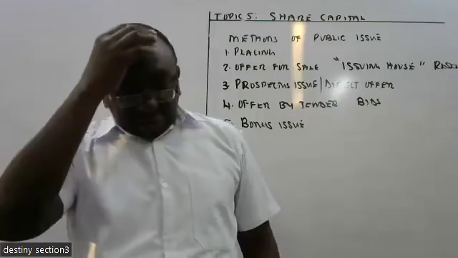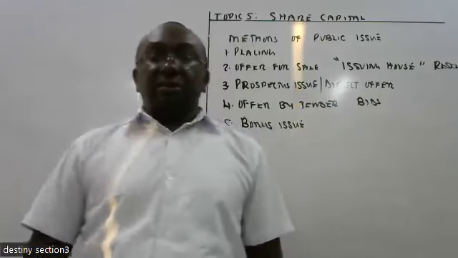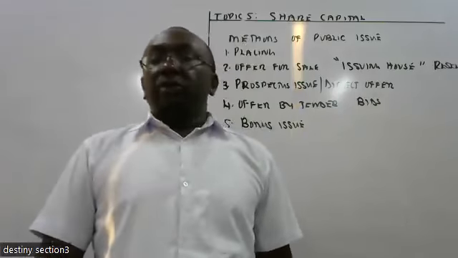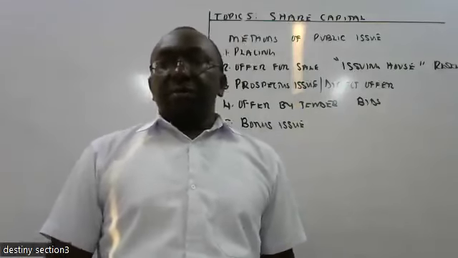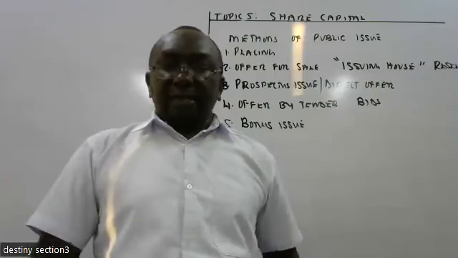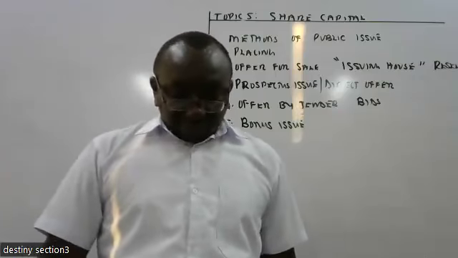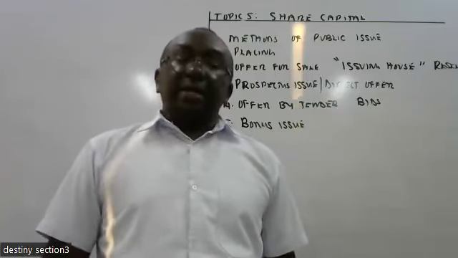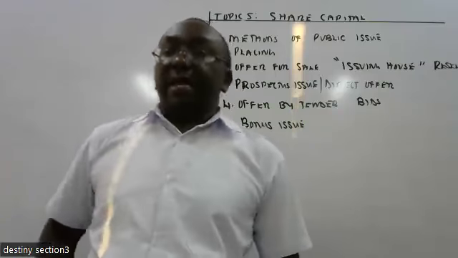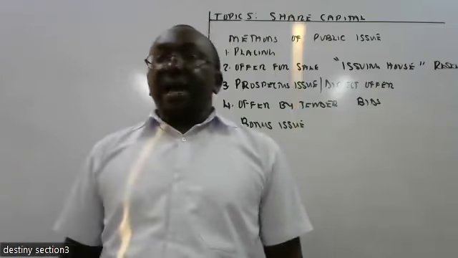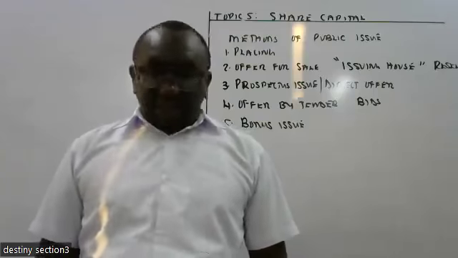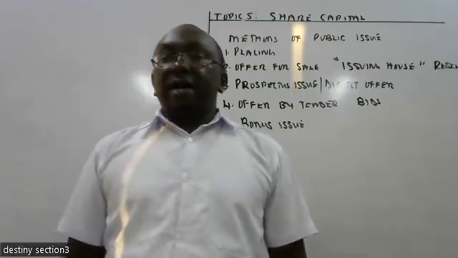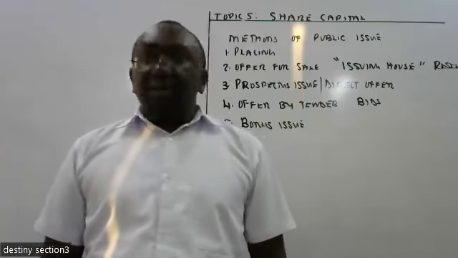The other one is prospectus issue or the direct offer. This is where you now sell to the public, and obviously there will be some involvement of brokers here and there as you do this. The other one is that you sell by tender. It's where you invite people to bid, and then, as we know in the rules of tendering, the highest bidder gets the item. Then we have the bonus.